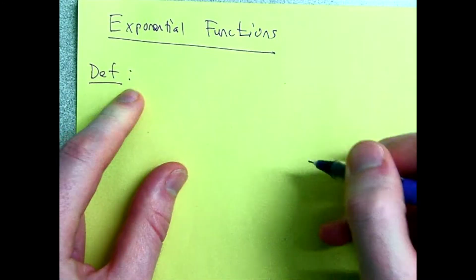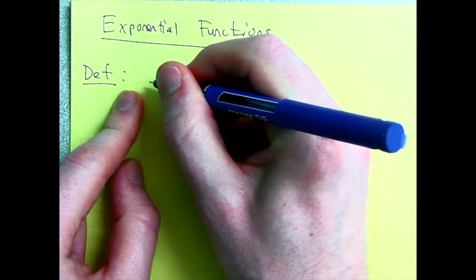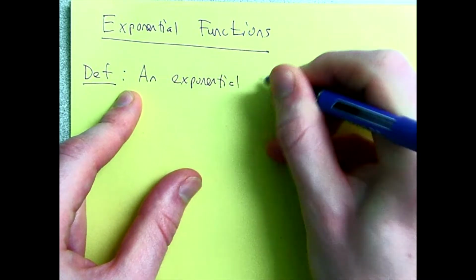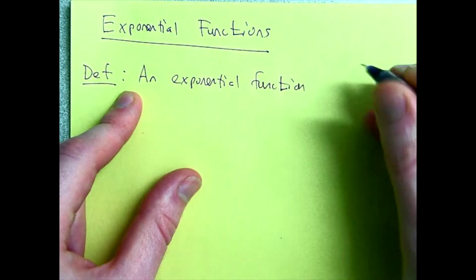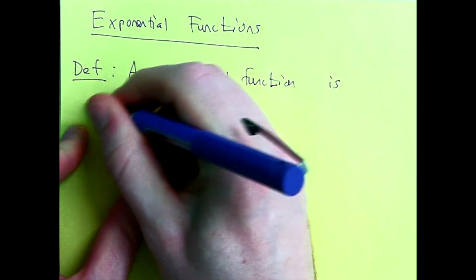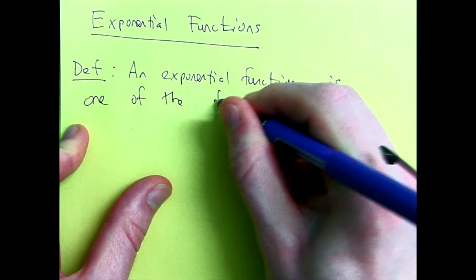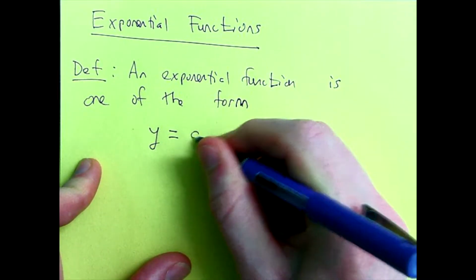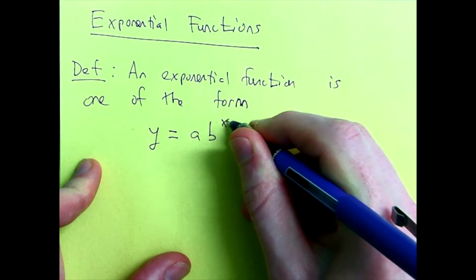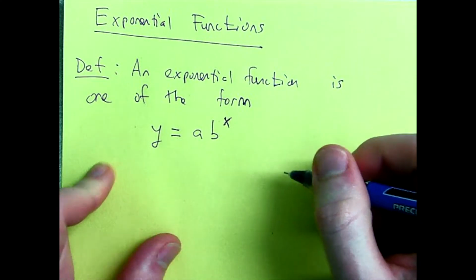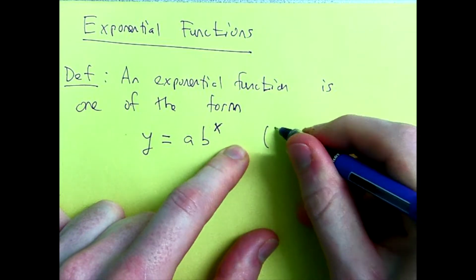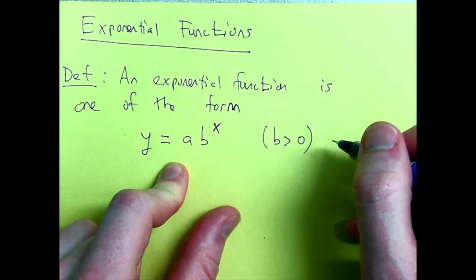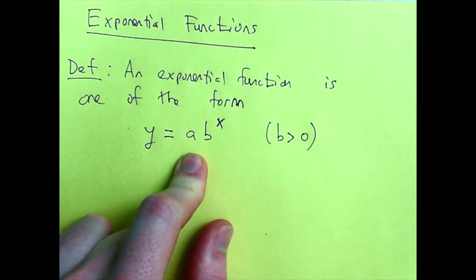There's a few different definitions. The one definition that I like the most is a formulaic one. An exponential function is one of the form y equals ab to the x. And that's basically it. Technically, I should say that b should be a positive number. If b is a negative number, then this is a really crazy and messed up function. We don't want to think about that, or at least you probably don't want to.